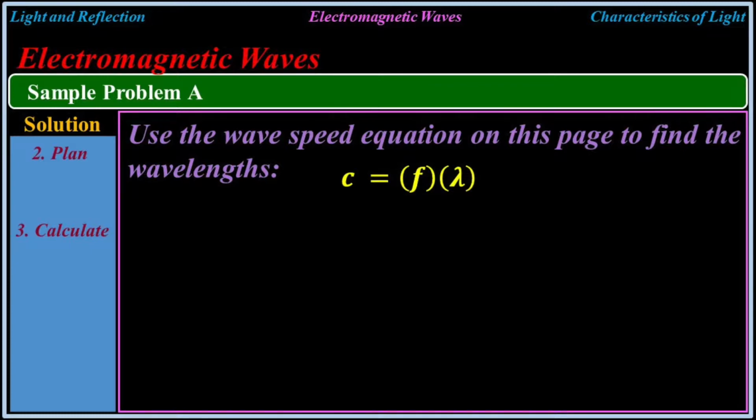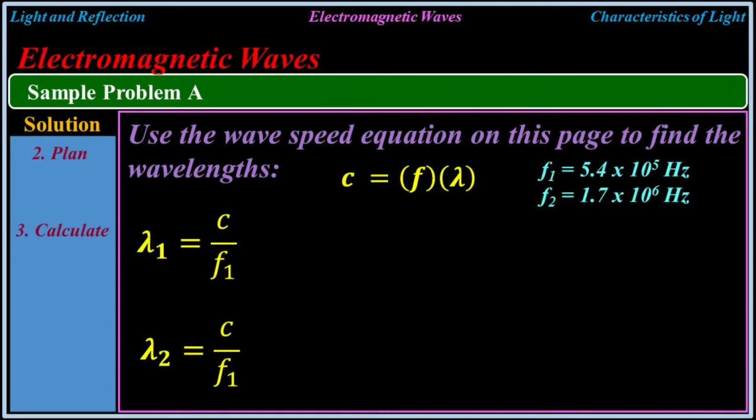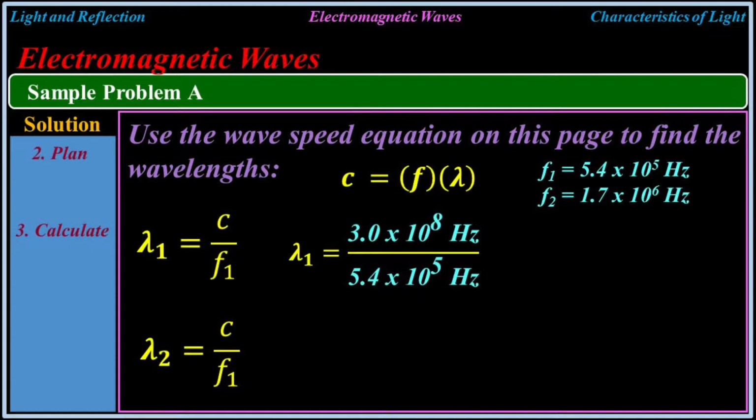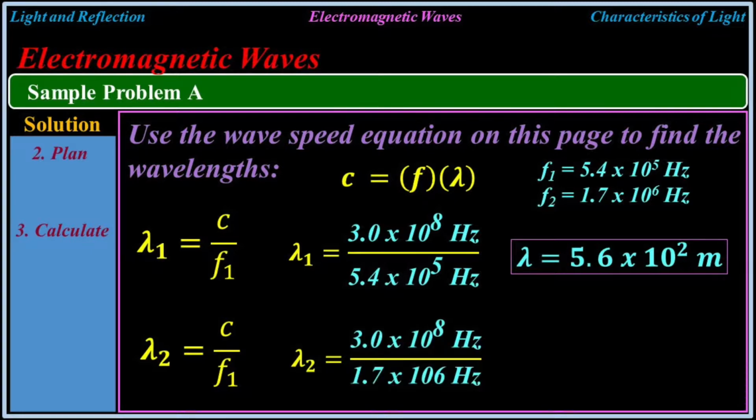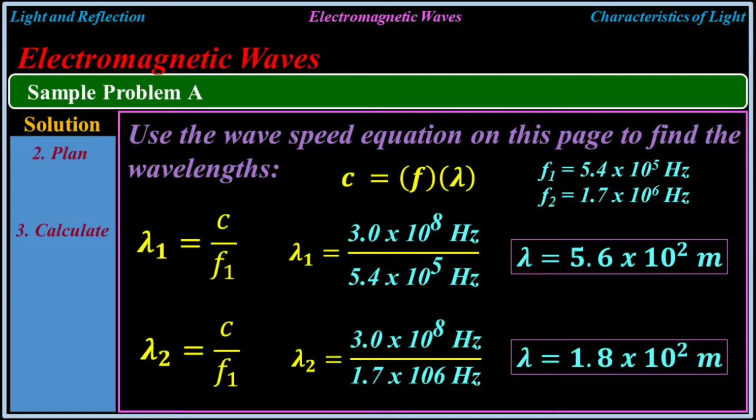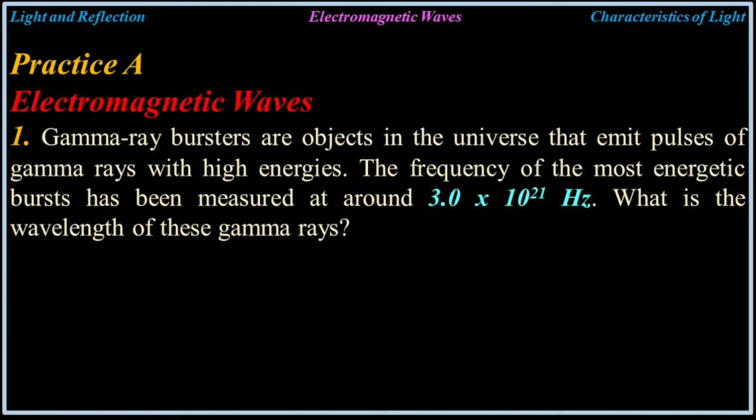So here's the wave speed equation. You're going to plug in frequency, and you're going to calculate wavelength. And wavelength 1, wavelength 2, we're calculating. You're going to plug in the values that are given, as well as the speed of light, which is also given. And it's going to be 560 meters. And the next one will be 180 meters. Notice the inverse relationship between frequency and wavelength.